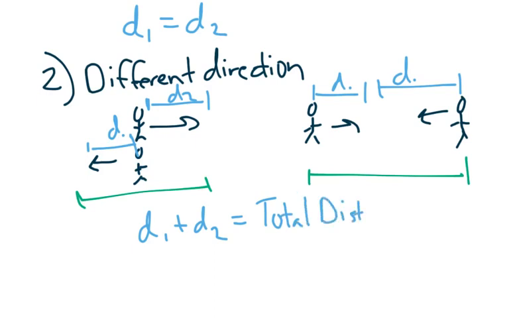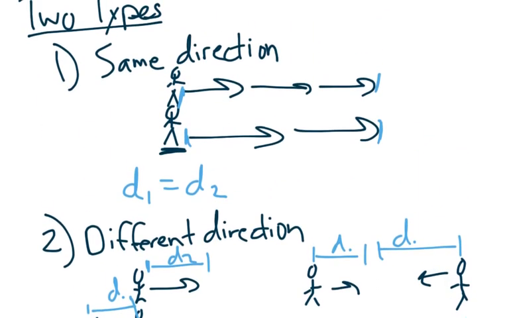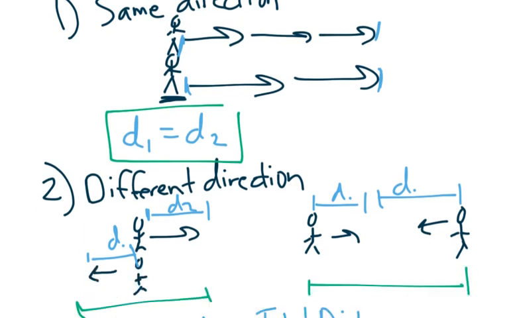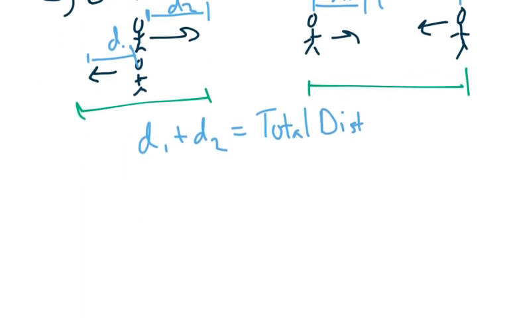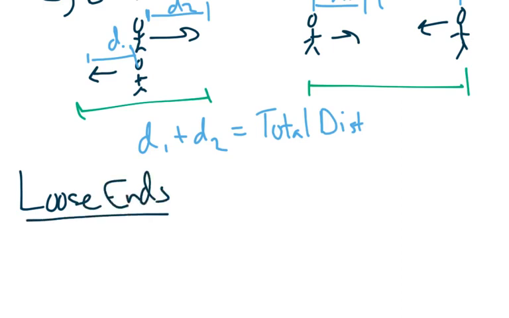Now, we're not going to worry about that one today. That's a problem for another time. We're going to focus on same direction, where they're going one direction. So we're going to use D1 equals D2. Now, we're not quite done with how to describe all these. So let's talk about a few more loose ends about the basics before we do some examples.